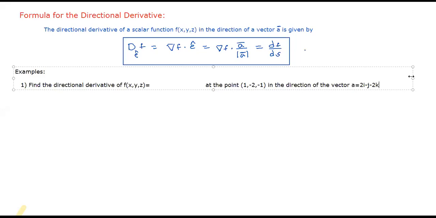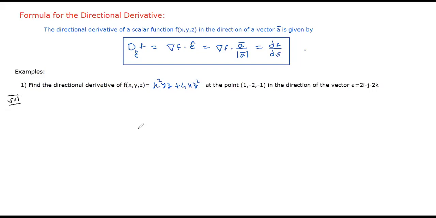Find the directional derivative of the function at the point 1, minus 2, minus 1 in the direction of the vector 2i bar minus j bar minus 2k bar. What is that function? I'll write it now. The function is x square yz plus 4xz square. Now how do we solve this problem?